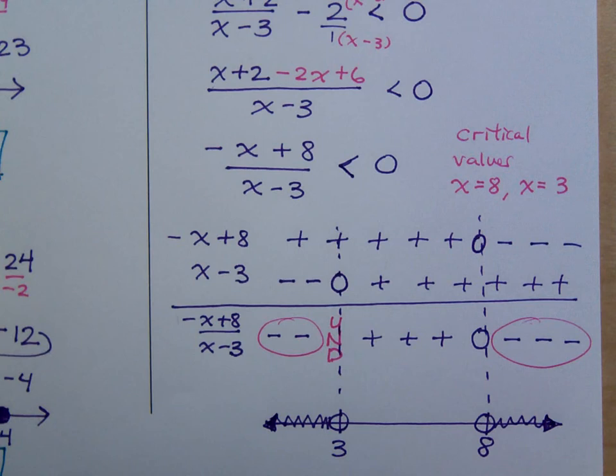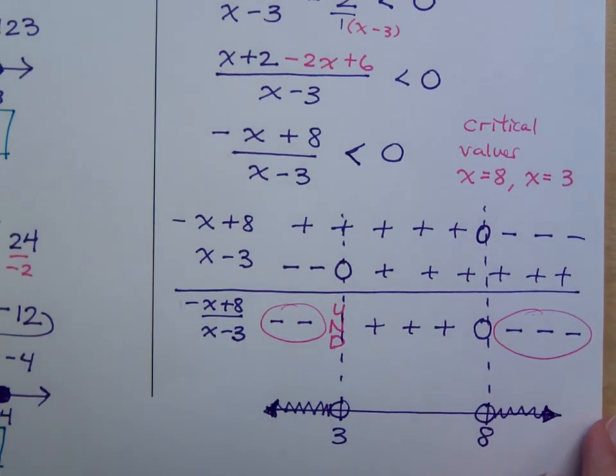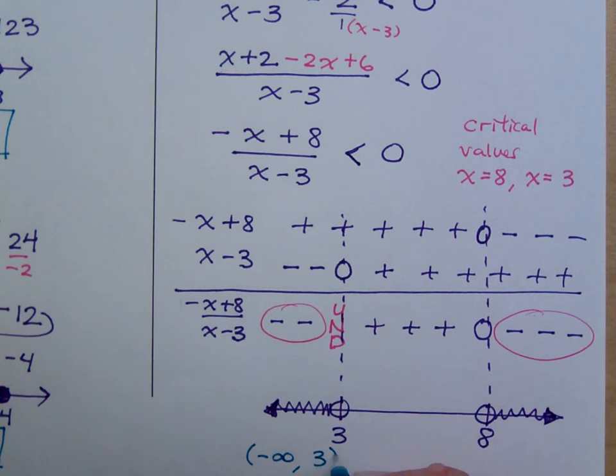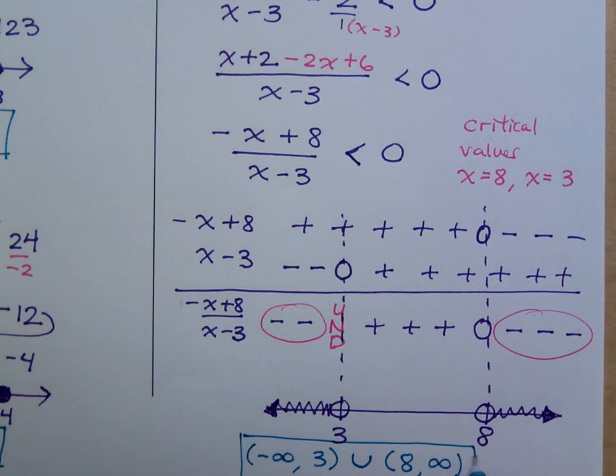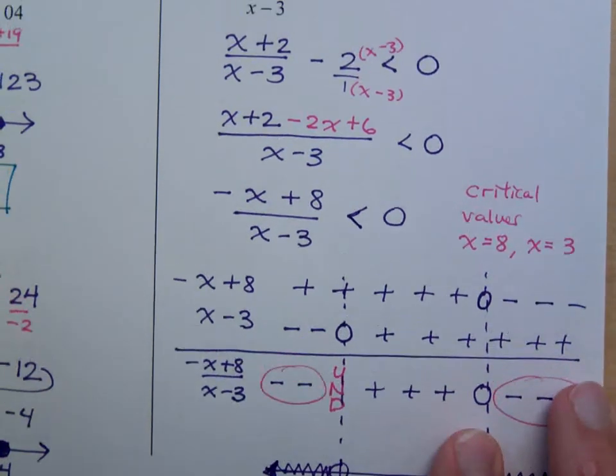So in terms of interval notation, we are going from negative infinity to 3, union 8 to infinity. Parentheses all around. Now you can take this original inequality and check this in your graphing calculator.